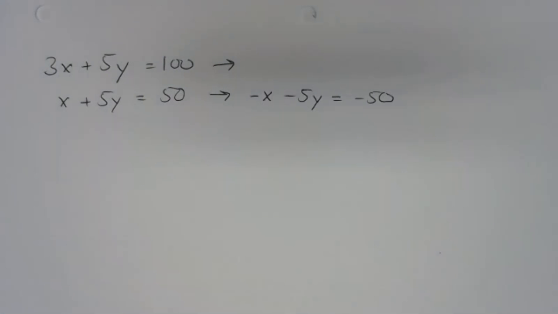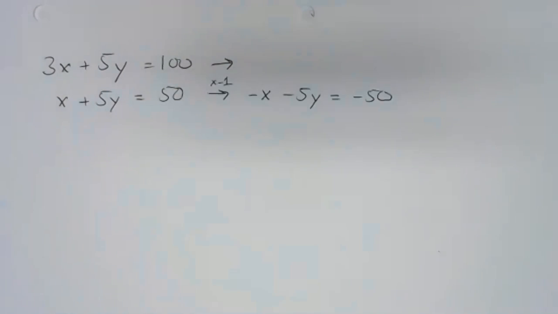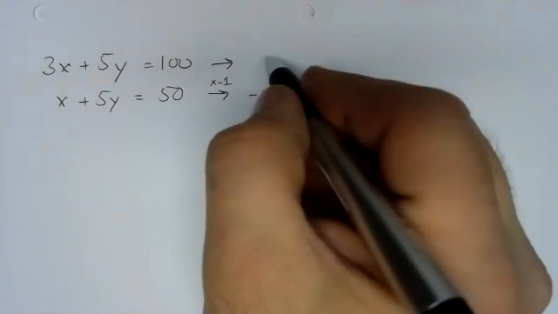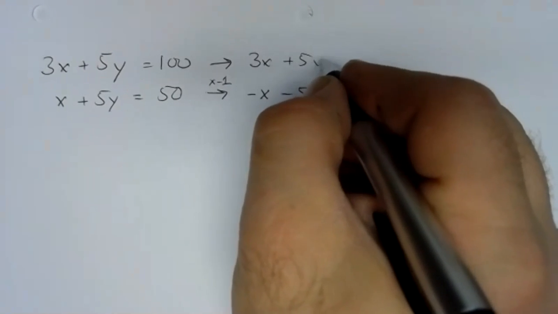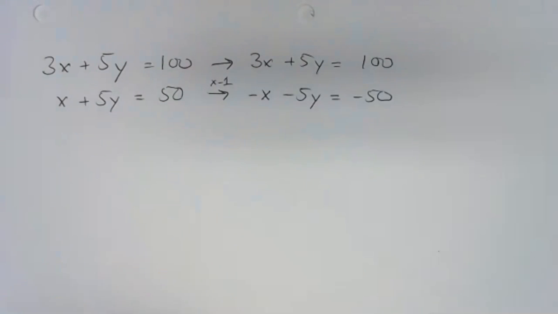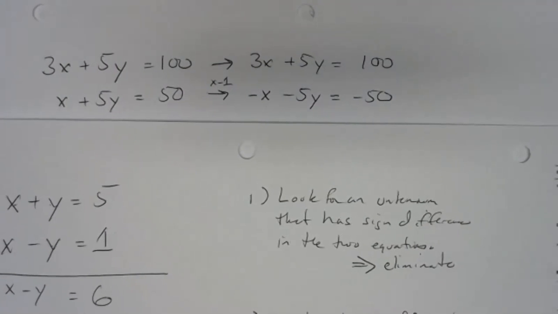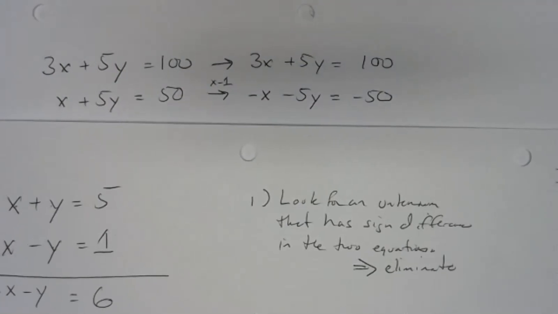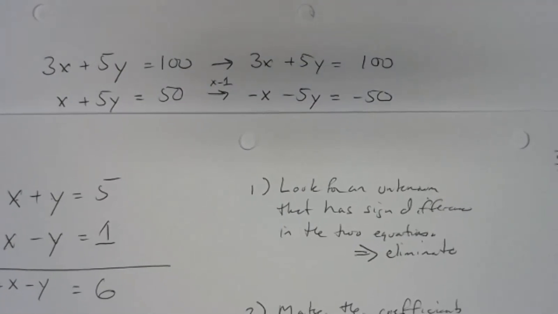I'm not going to do anything to the top equation. So on the bottom equation, I just multiply by -1. On the top equation, I'm not going to do anything. I'm going to leave it as it sits. 3x plus 5y equals 100. So in our step 1 here, we had to look for an unknown that has a sign difference and target that one for elimination. If there is no sign difference, make one by multiplying one of the two equations by -1, by flipping the signs of every term.